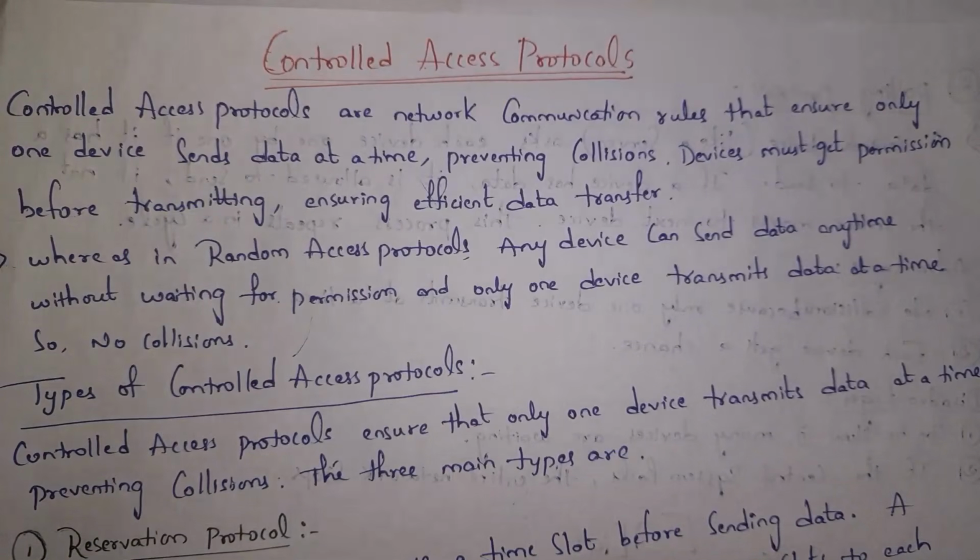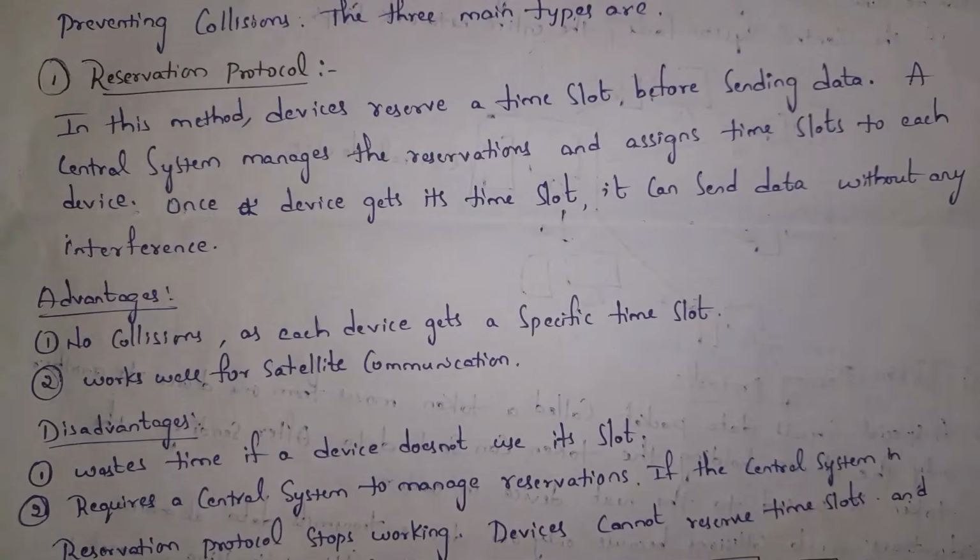Guys, whereas in random access protocols, any device can send data at any time without waiting for permission. In controlled access protocols, the device must get permission in order to send data, and only one device will send data at a time. So there will not be any collisions. Controlled access protocols are classified into three types. They are the reservation protocol, polling protocol and token passing protocol.